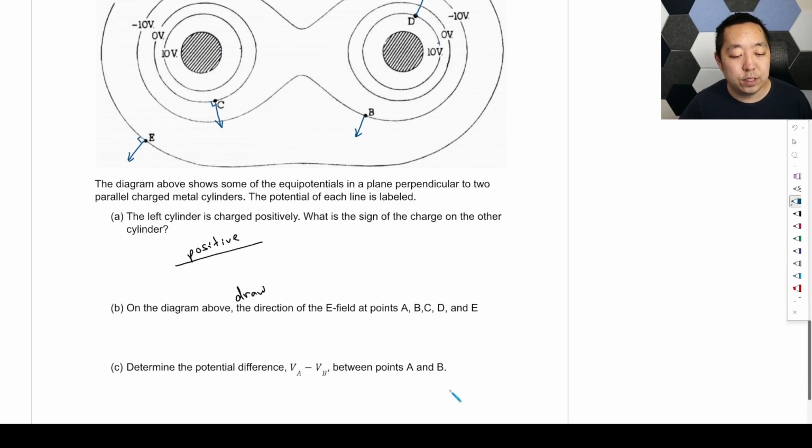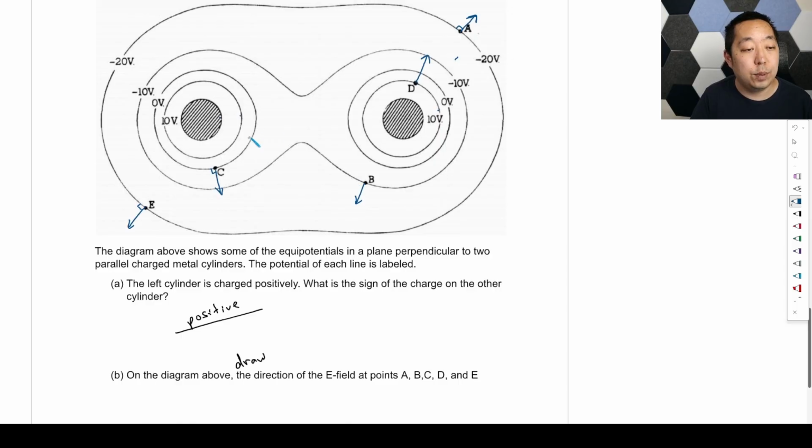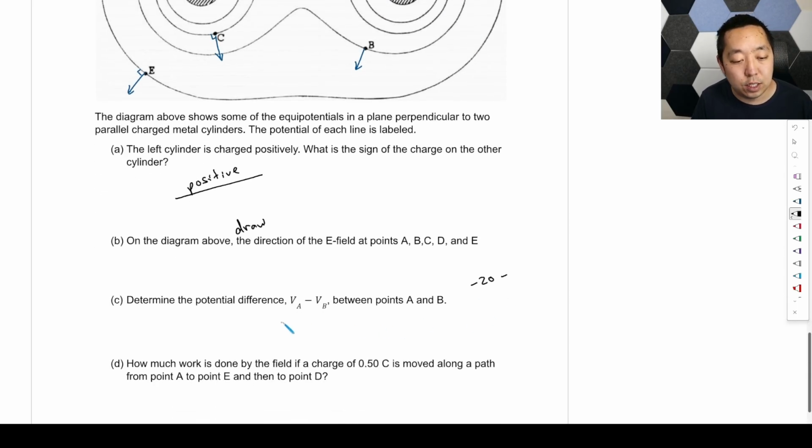Determine the potential difference VA minus VB between points A and B. Well, VA is negative 20 volts. And then VB, if you look at this line here, is negative 10 volts. So when you do VA minus VB, it's going to be negative 20 minus negative 10. And that's going to be negative 10 volts there.